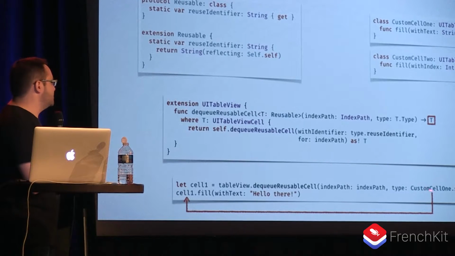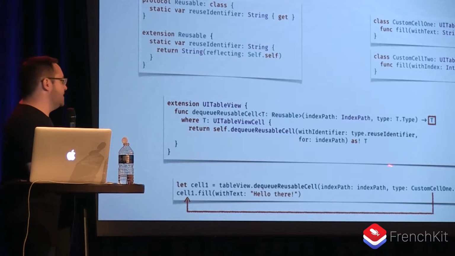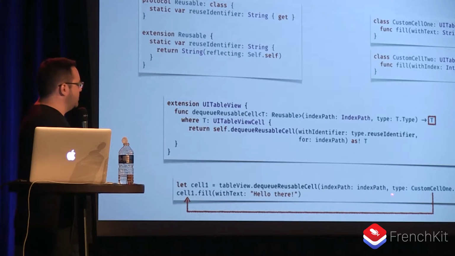And one more thing we did with this generic type is that now we can actually return the exact type that we requested, so T there, instead of UITableViewCell. And once we have that, we can now have a CustomCell1 as a return type. So now cell1 there is actually a CustomCell1 because thanks to Swift type inference, we know that type is CustomCell1.self, so T is CustomCell1, so it will return a CustomCell1.